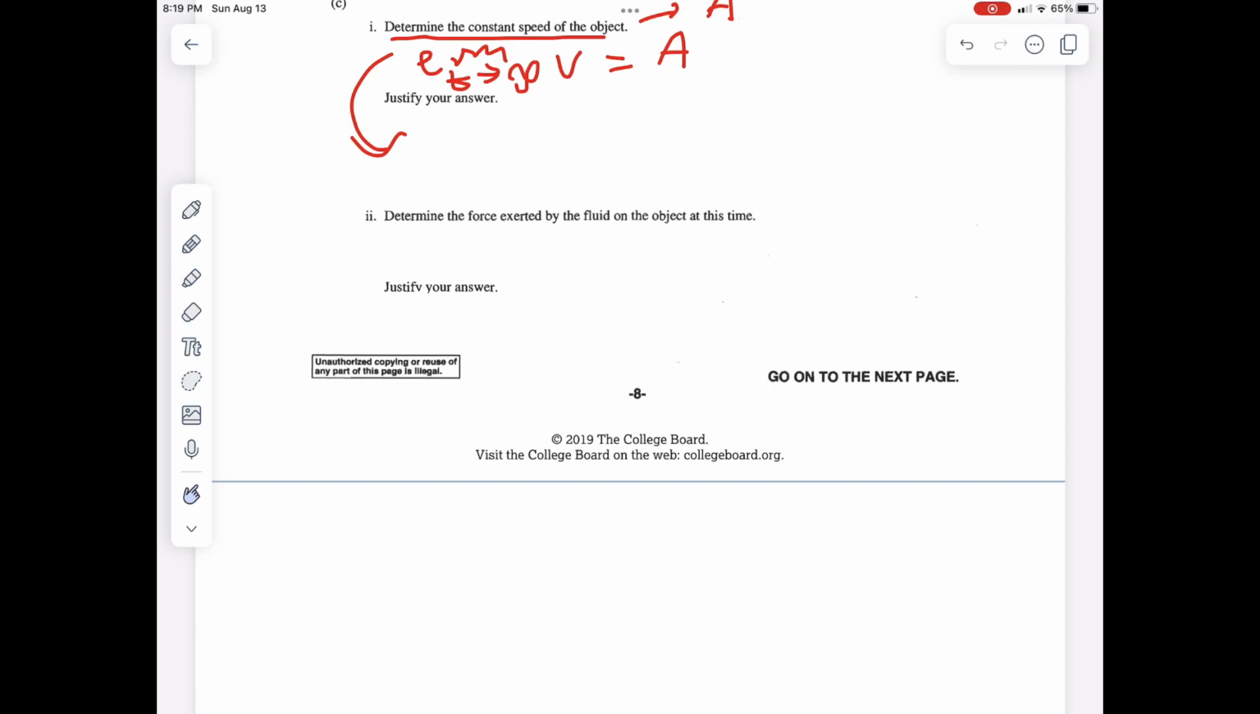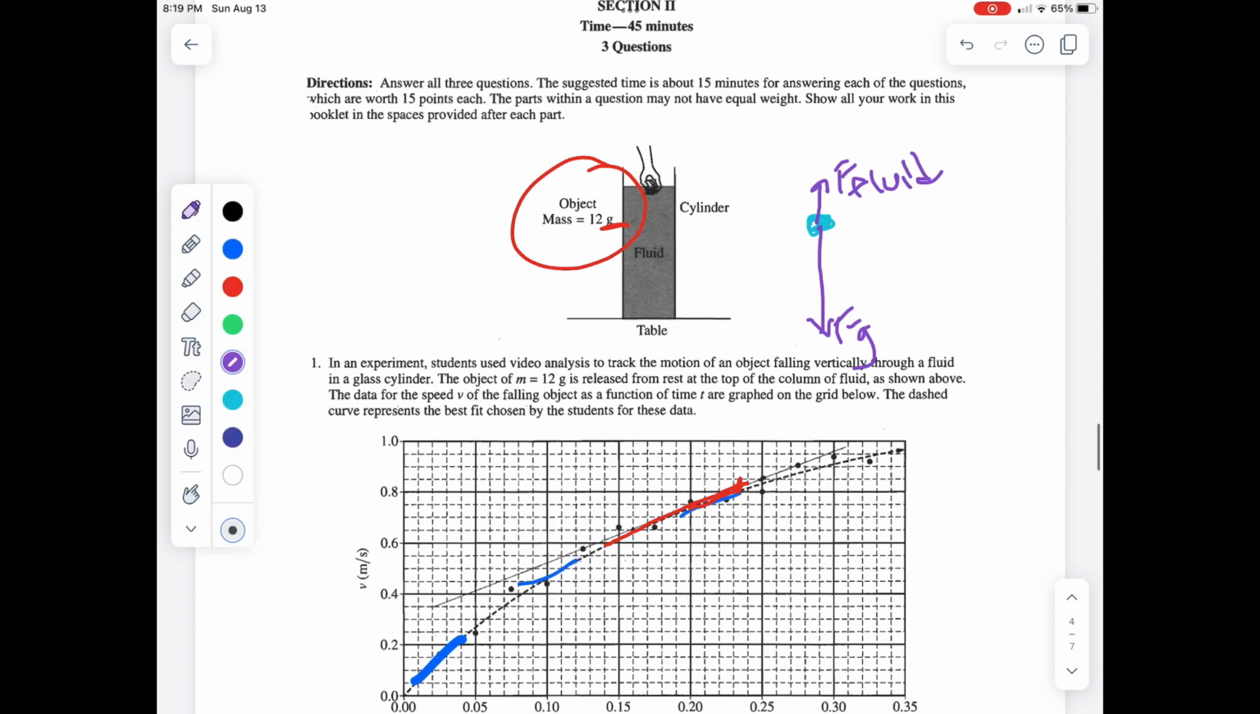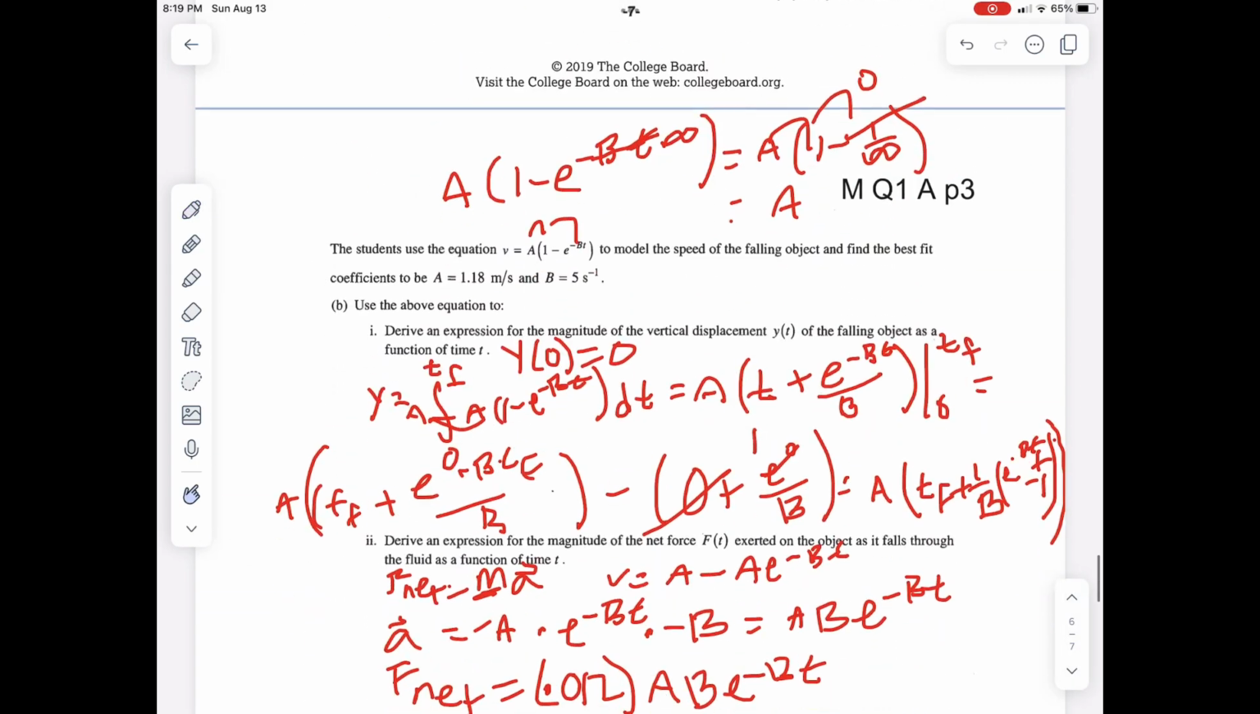Okay, so then if we were to determine the force exerted on the fluid at this time, well, if we think about something reaching its terminal velocity, that means it's moving at a constant speed. And if we go back up and look at our forces acting on our object, I only have the force of the fluid and the force of gravity. So if this thing's net force is equal to 0 because it has no acceleration and it's moving at a constant speed, then these two forces must be equal. So I know that the force of the fluid must be equal to the weight of the object.